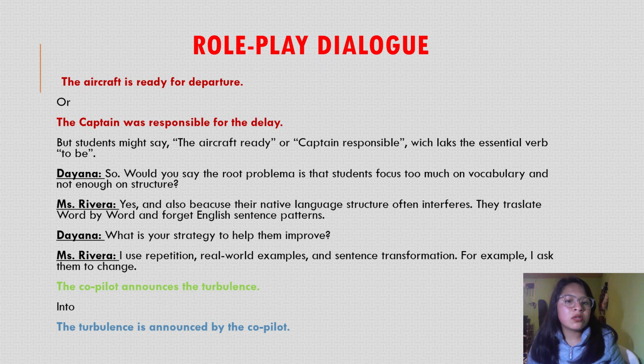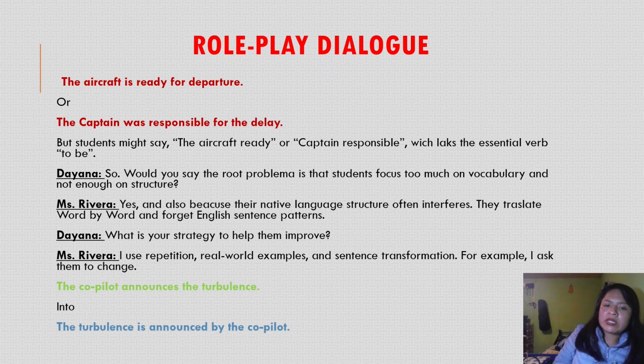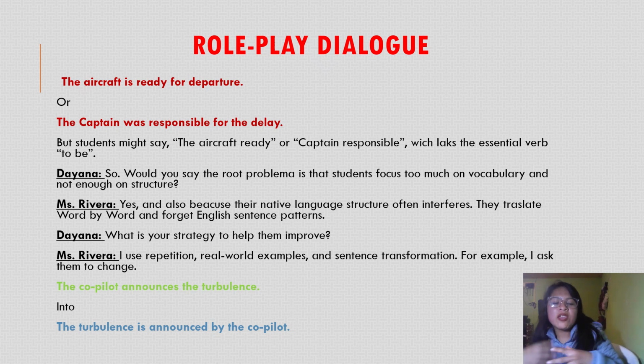Yes, and also because their native language structure often interferes, they translate word by word and forget English sentence patterns. What is your strategy to help them improve? I use repetition, real world examples, real world situations, and sentence transformation. For example, I ask them to change: the copilot announces the turbulence, into: the turbulence is announced by the copilot.